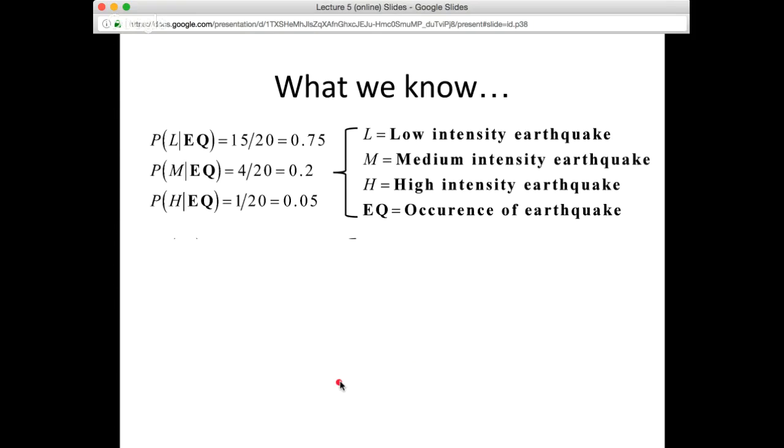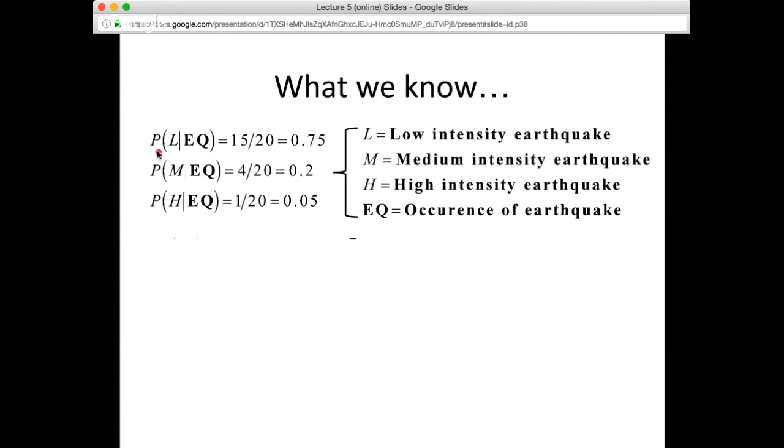What do we know? So let's go through all of the information that they gave us in that paragraph in word form and see if we can write it out as mathematical statements. So let's use some symbols first. Let's denote L as a low intensity earthquake, M as a medium intensity earthquake, and H as a high intensity earthquake. And then we can write down EQ as the occurrence of an earthquake.